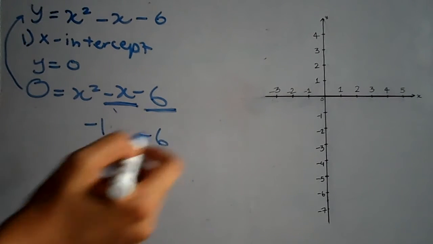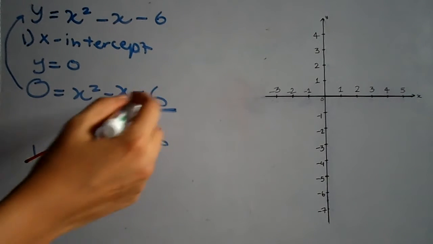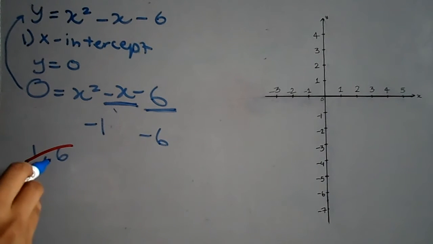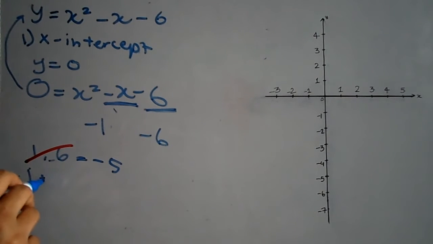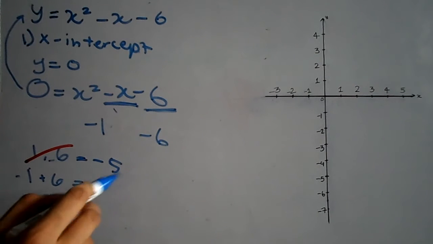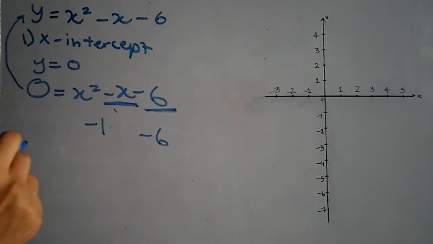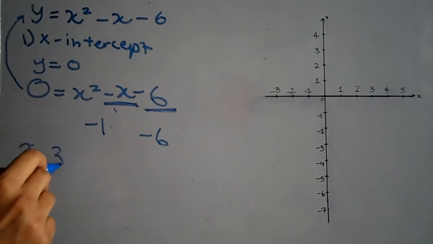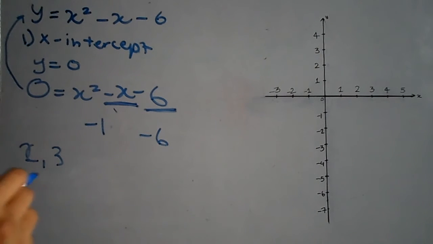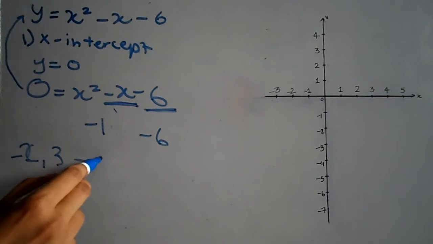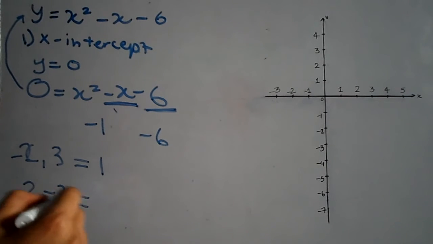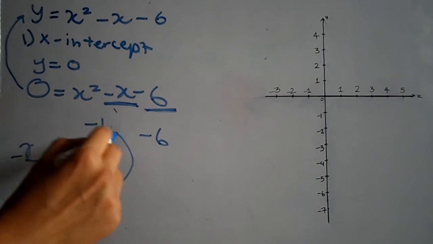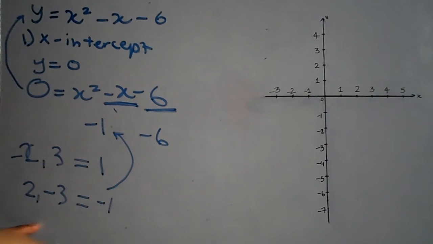and a product of -6. So can it be 1 and 6? Since the product is negative, we know one of the numbers has to be negative. If it's 1 and -6, the sum is -5. And if it's -1 plus 6, then the sum is 5. So it can't be this. And what about 2 and 3? One of the numbers has to be negative. Let's take 2 to be the negative number, then the sum will be 1. And if 3 is the negative number, then the sum will be -1, and that's exactly what it is over here. So it has to be 2 and -3.